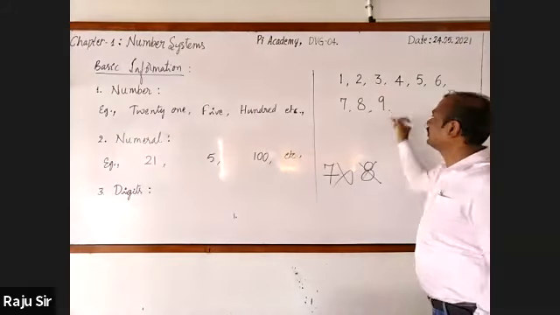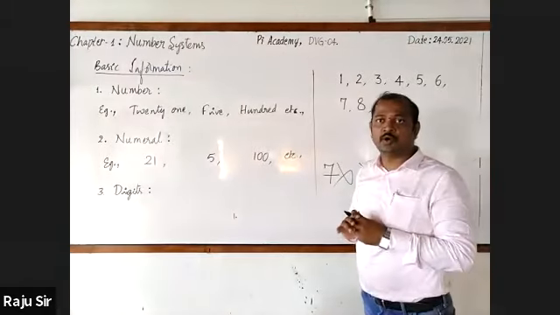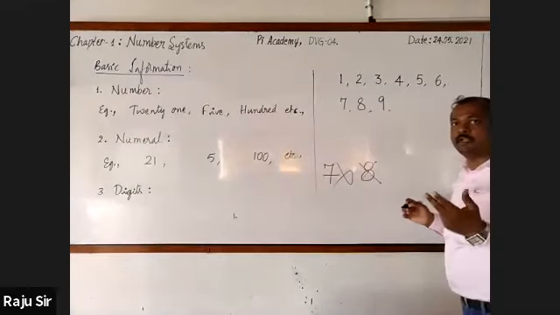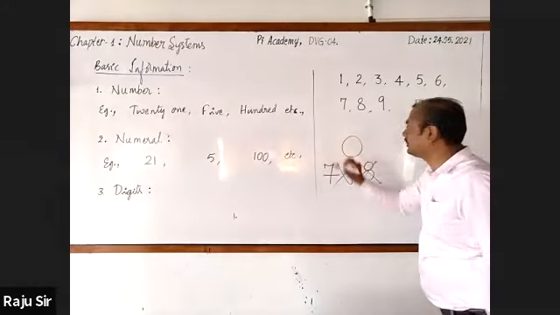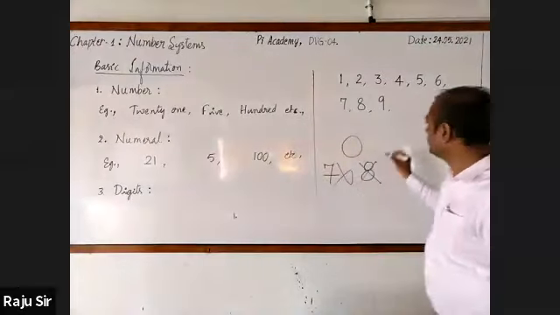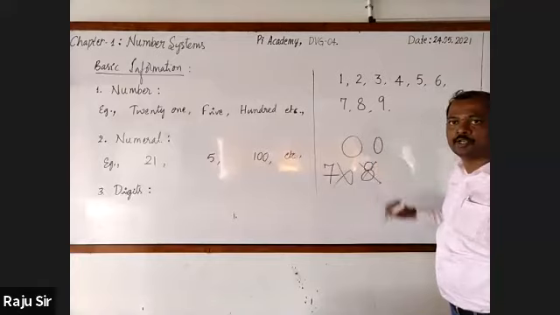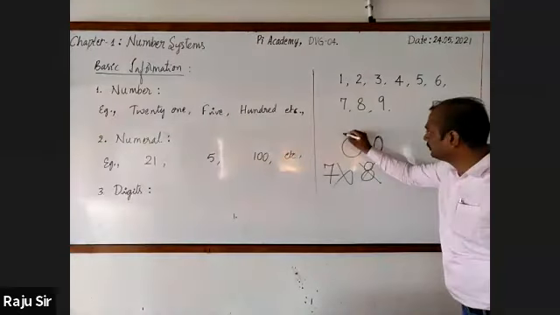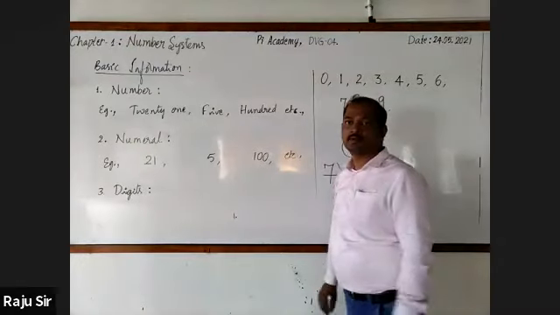Next, 0. See, the way of writing 0 will be different from one person to another. Some will write exactly like an O. There is a difference between O and 0. So 0 will be in a vertical oval shape. This is 0, but this is O. Here, this is 0. Got it?